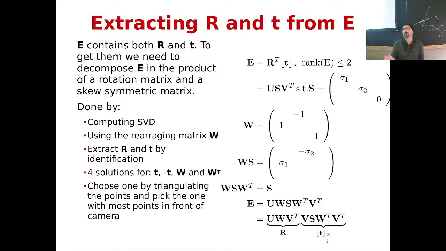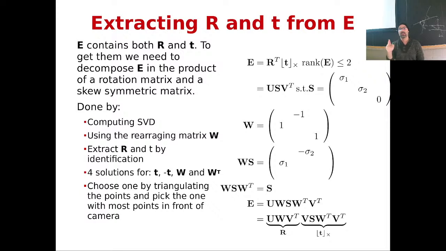This is called camera resectioning: how to extract R and T from E. Now, I have to warn you that if you use this process, you will have not one solution, but different solutions. How many?